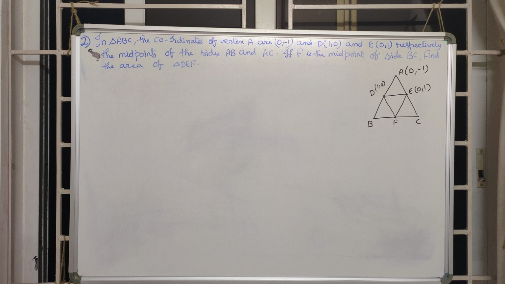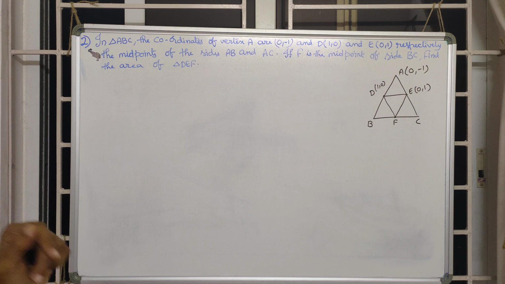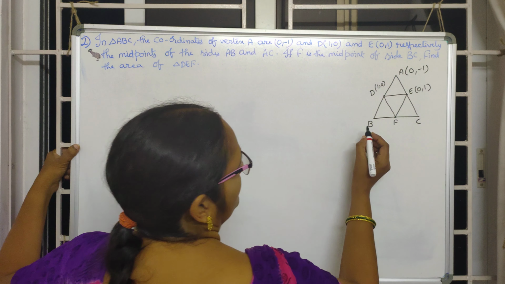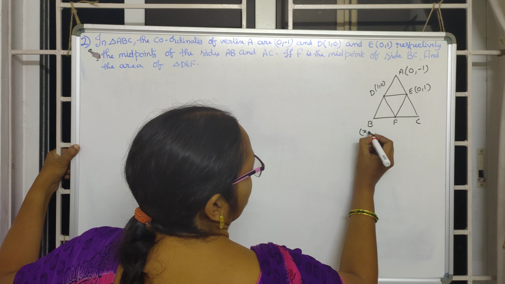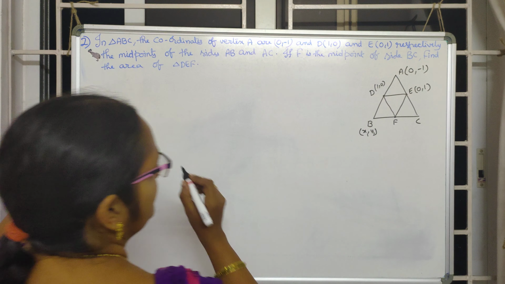So we know the midpoint D. Using that one, we will find out the coordinates of B and also C. From that, we will derive the midpoint F. Then we will apply the area of triangle formula there. First, we will find out the coordinates of B and C. So here, let this one be (x1, y1), I will take it over here.